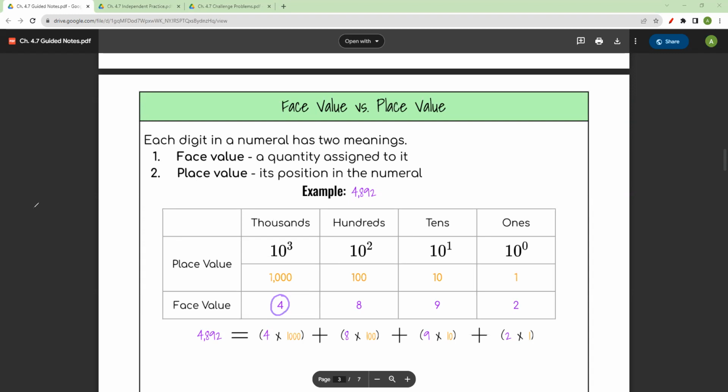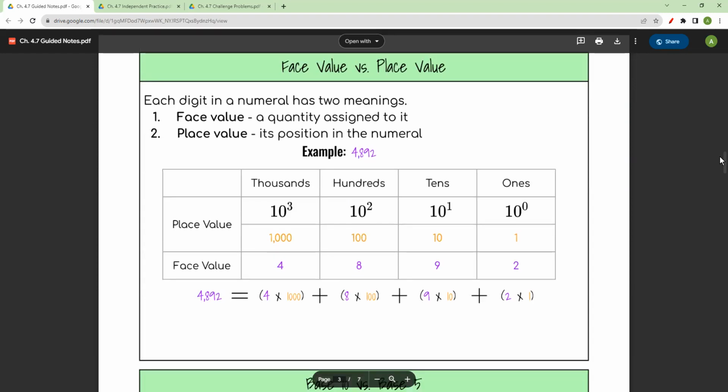So let me erase this. So 4,892, if we line it up in our place value chart, the thousands go in the thousands, right? Hundreds and tens and the ones. So in expanded form, we have 4. This is the face value. But because it's in the thousands place, it really means 4 times 1,000, right?